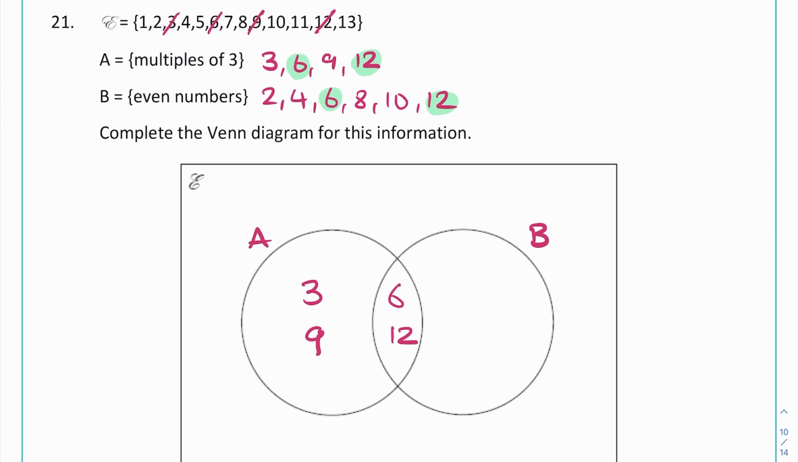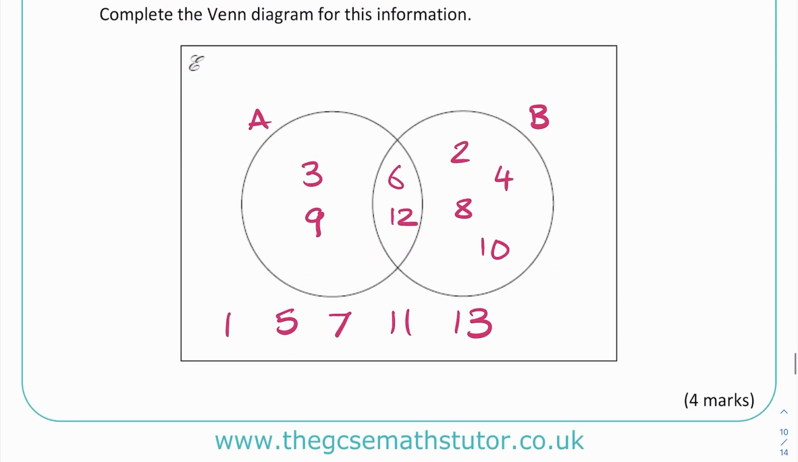I have 2, 4, 8 and 10 in the other one, so 2, 4, 8 and 10, and cross them off my main list. And then the numbers that I have left, we've got 1, 5, 7, 11 and 13, and I need to put them on the outside. So 1, 5, 7, 11 and 13.